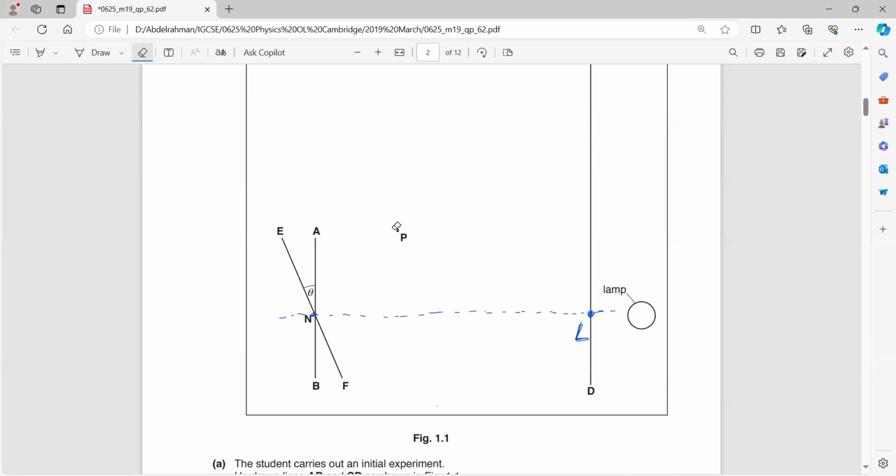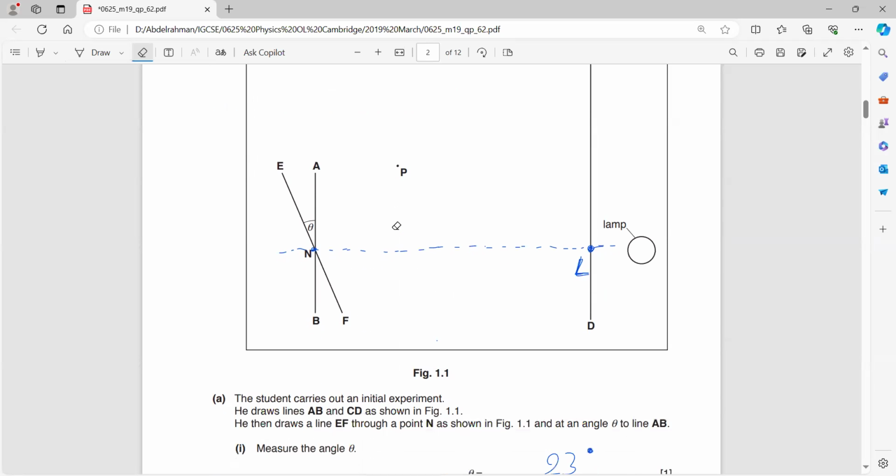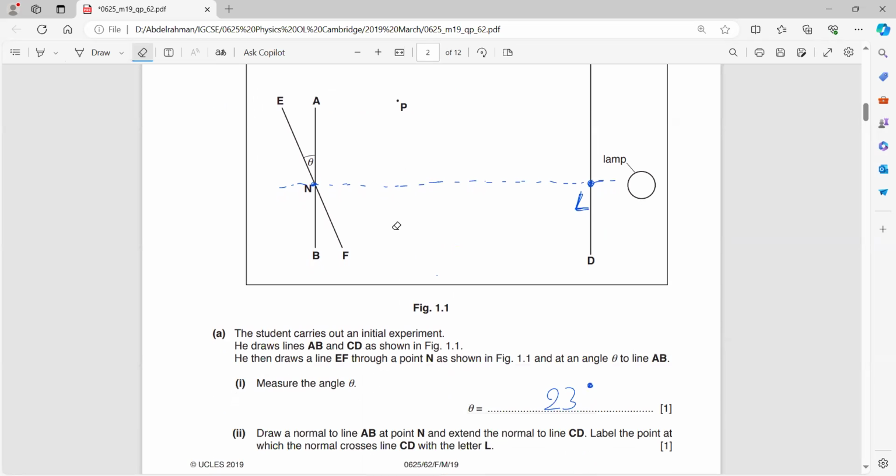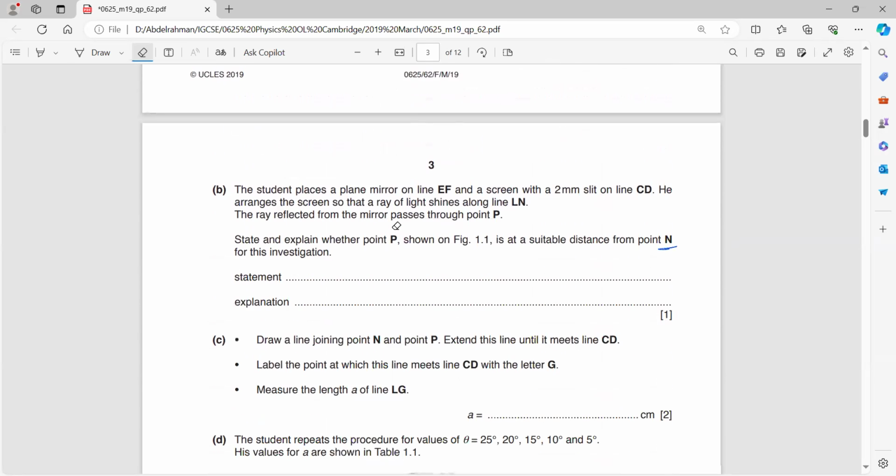Again, these 2 points are quite close. Whenever you have 2 close points in this experiment, it would be wrong. Definitely, you need the points to be as far as possible. Statement: are they at a suitable distance? No, not at a suitable distance. What should we do? We should increase the distance between them as far as possible.